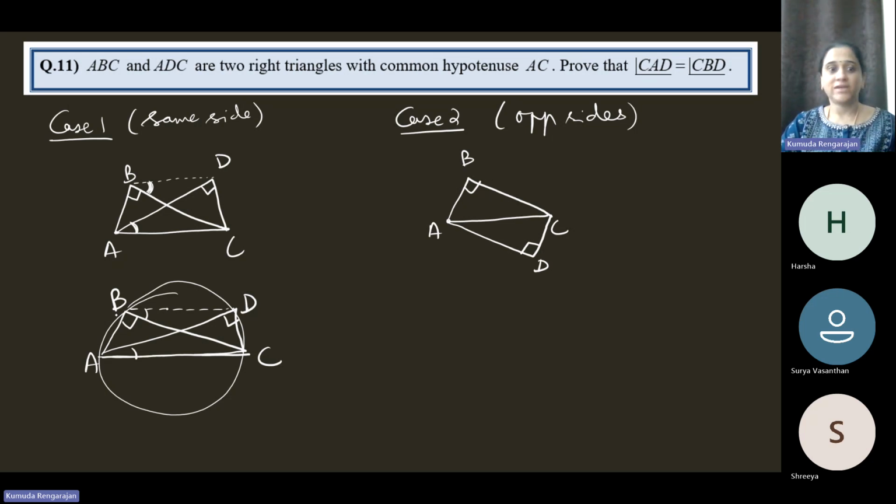Now, what is it? You'll have to prove that CAD is equal to CBD. They're rhyming, no? CAD, CBD. CD is the arc. Angles in the same segment of a circle are equal, so they're equal. We can't make out CBD, so you will have to join BD.